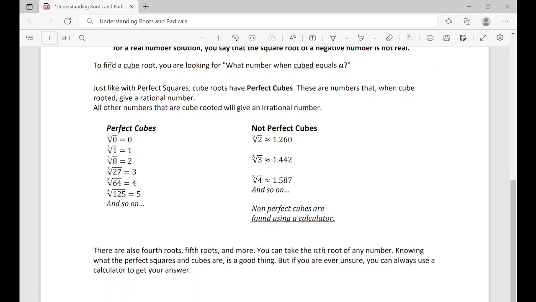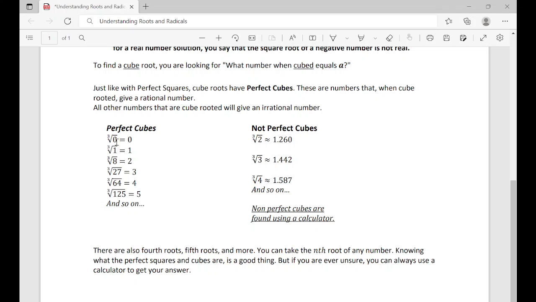Now, along with square roots, there are cube roots. And when you are trying to find a cube root, you are looking for what number, when cubed, will give you a. And just like with perfect squares, cube roots also have perfect cubes. Again, these are numbers that when cube rooted will give you a nice rational number. All the other numbers that when cube rooted will give you an irrational number.